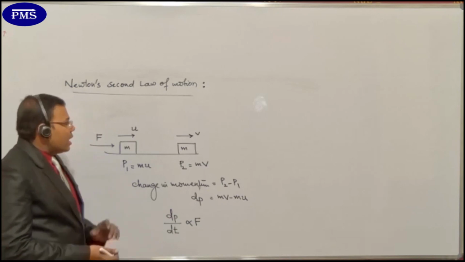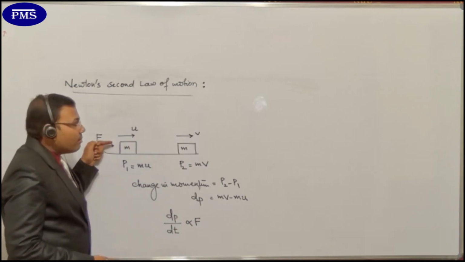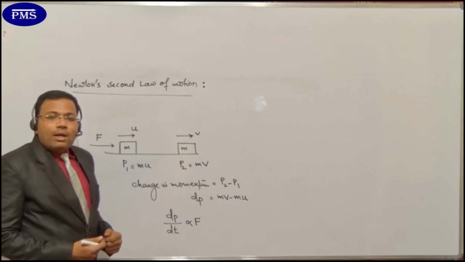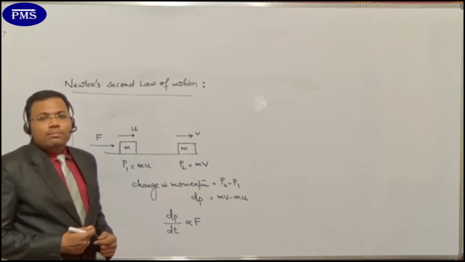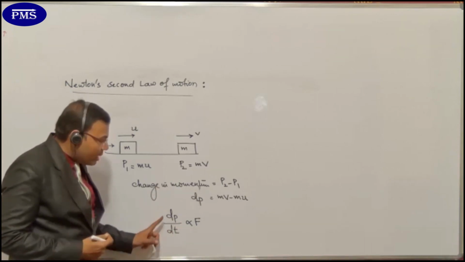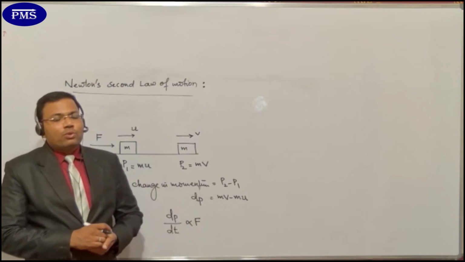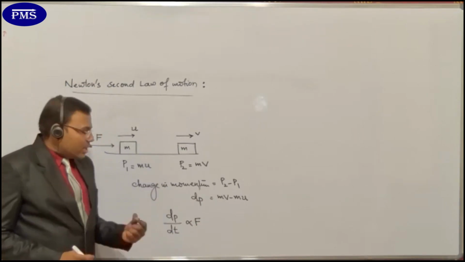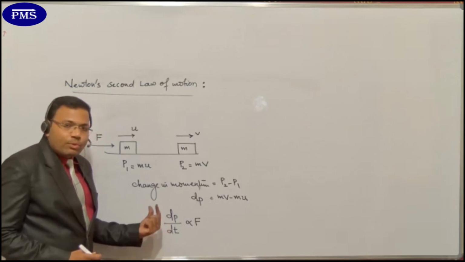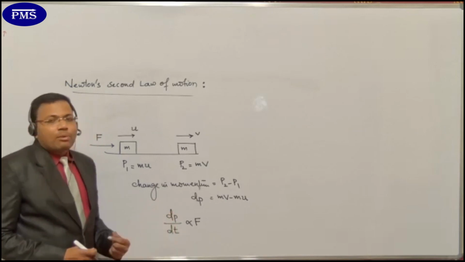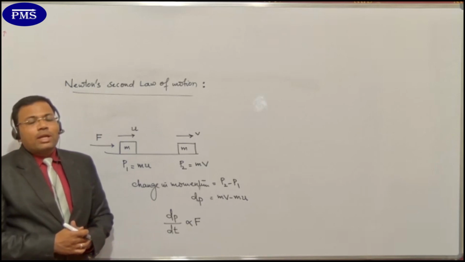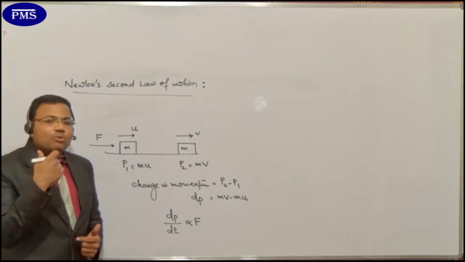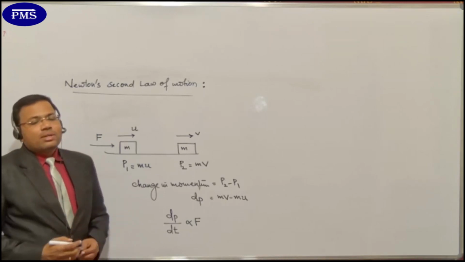Try to understand. If more force is acting, the velocity change will be more, and we are going to get more change in momentum. So the rate of change of momentum is always directly proportional to the force applied. This is your second law of motion. And whatever change is happening, the rate of change of momentum is directly proportional to the force applied, and it takes place in the direction of force, the same direction in which the force is applied.